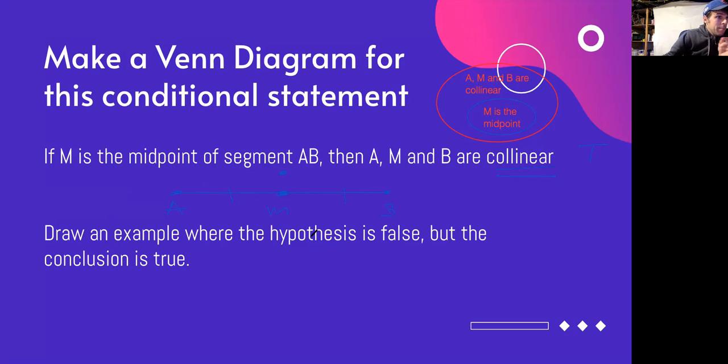All right, draw an example where the hypothesis is false, but the conclusion is true. Okay, so that means we want M to not be the midpoint, but they are in a straight line. Oh, that's easy, right? It could just be closer to one side. So however we want to draw it, we just want M to not be in the middle, but they are collinear. So A, M, B. It's not the midpoint, so false hypothesis, true conclusion, they are collinear, they're all in a straight line. So M could be anywhere as long as it's not exactly in the middle, that would work.